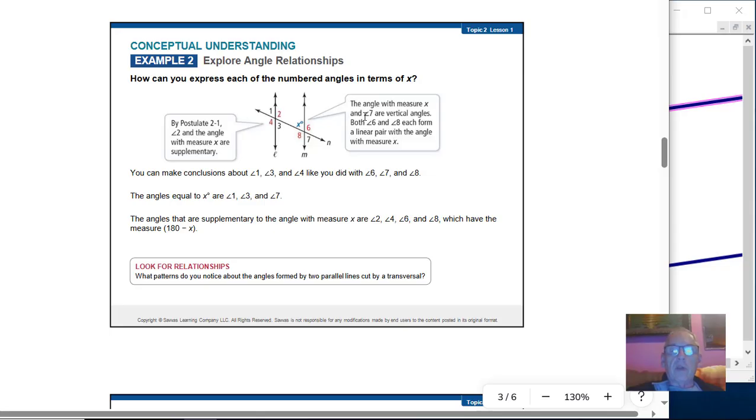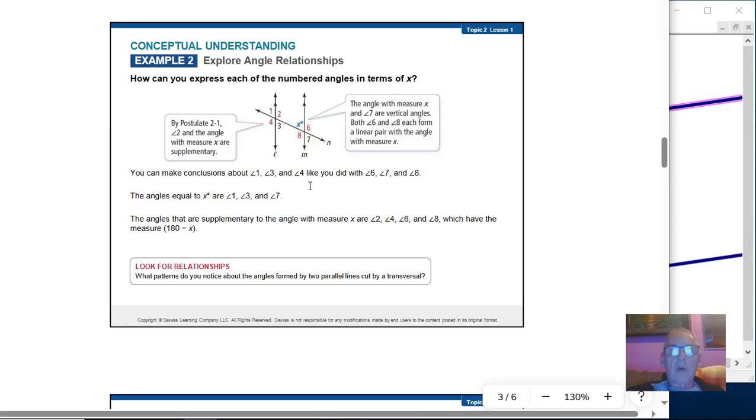So let's see what they're saying here. The angle with measure x and angle 7 are vertical angles, so they have to be congruent. And angle 6 and angle 8 are also congruent to each other. And we can see that 6 and 7 form a linear pair, and x and 8 also form a linear pair. And since 8 is congruent to 6, we can say that, either way we go, these add up to 180 degrees.